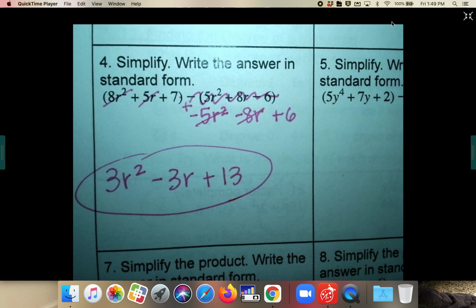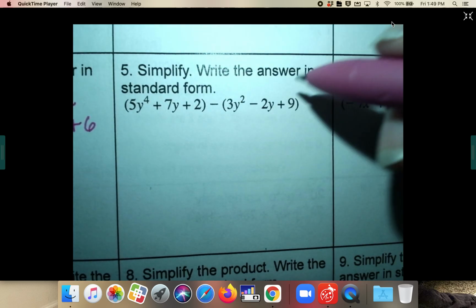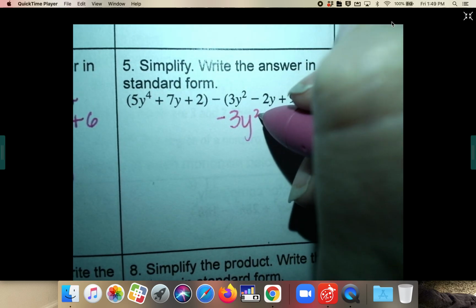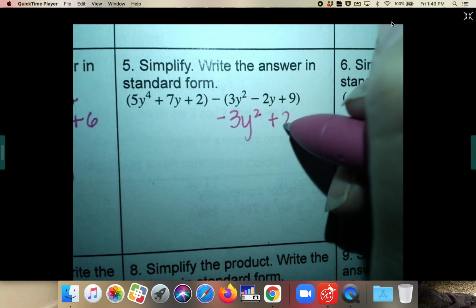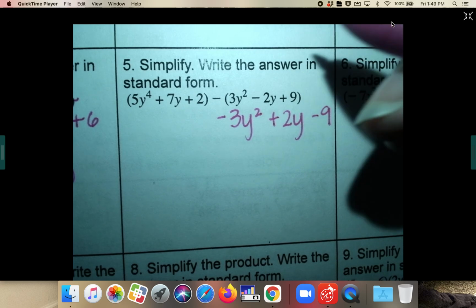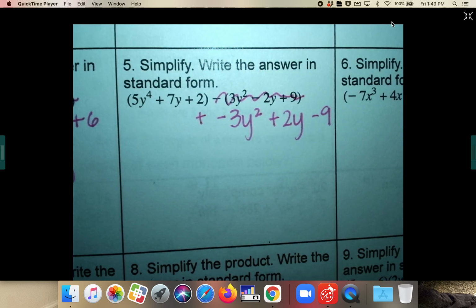Okay, so again with number 5, you're subtracting. That means you're distributing that negative to all the second set of parentheses. So this is a negative 3y squared. This is now a positive 2y. And this is now a negative 9. So then when you scratch it all out and combine, you're really just adding your like terms.